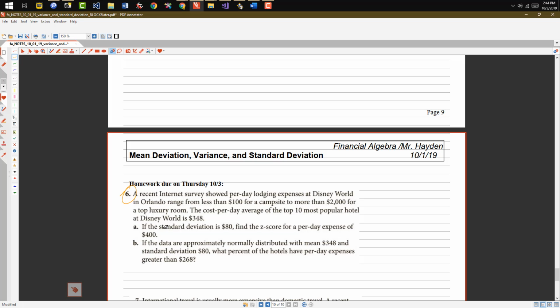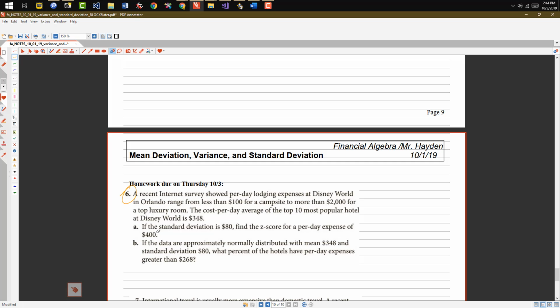Okay, well, your data value that you're looking for in the formula is going to be 400. The mean value is 348, and the standard deviation is 80. So those are the 3 pieces of information you would need to use that formula to compute the z-score.